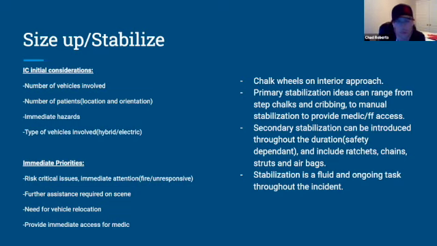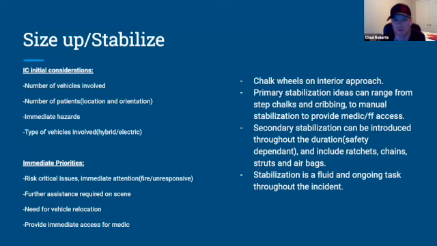So the reason I break this down into two things is because there is a lot going on. And the first part is kind of the more important side of it. So for our size-up, from an IC standpoint, you're going to be looking at the number of vehicles involved, patients, their location and orientation, which is very important for your extrication planning, immediate hazards, stuff that's going to hurt us more than anything, and types of vehicles involved, because obviously with our hybrid electric, our hydrogen, our propane, that's all got to weigh in on how we're going to deal with these vehicles.